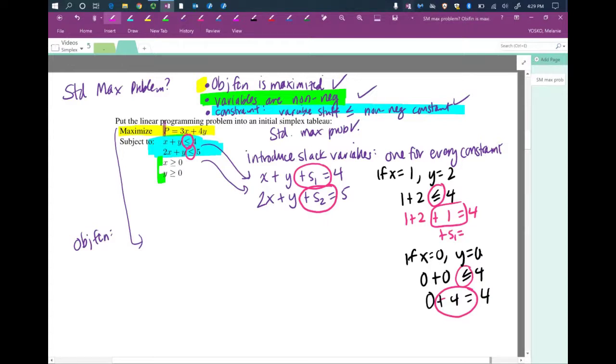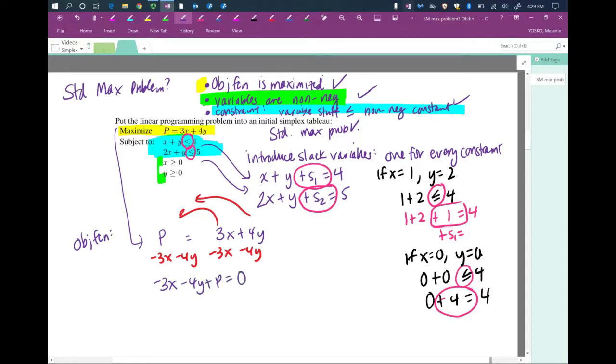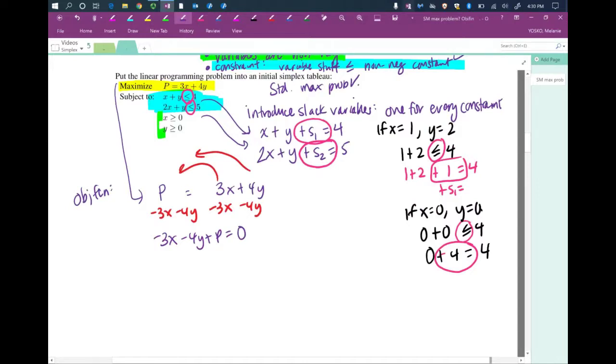You see right here, the coefficient of P is already 1. That just means we have to move these variables over here. So then we have P equals 3x plus 4y. So we're going to take these and move them over, which means we're subtracting 3x, minus 3x, and subtracting 4y, minus 4y. So negative 3x minus 4y plus P equals 0. And that's going to go at the bottom. So notice we are going to have some new variables. We had x's and y's and P's up here. We're going to have s1 and s2 as well.